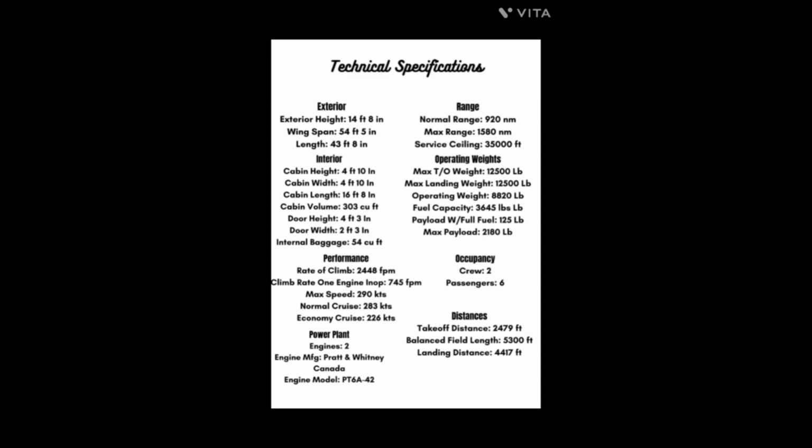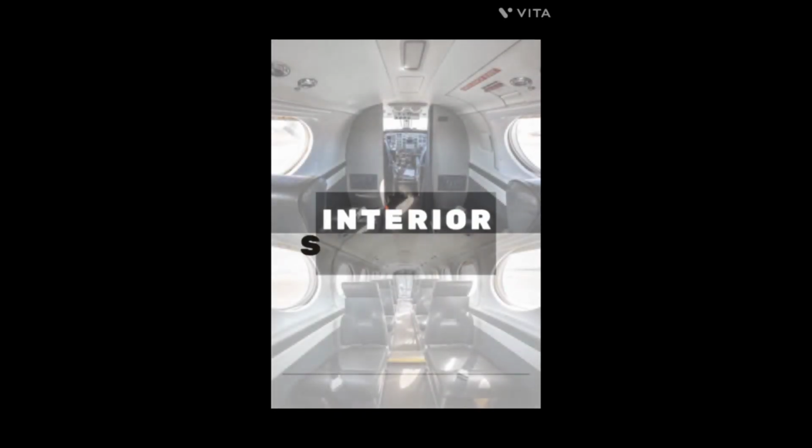Here are the various technical specifications of the B200. It covers almost all the categories, such as its exterior and interior parts. It covers performance, range, occupancy, operating weights, and its distances while landing, flying and takeoff. Its power plant and manufacturing company etc. are given here. You can see.